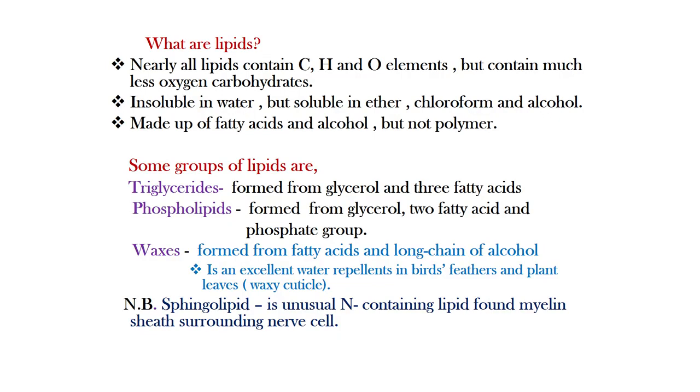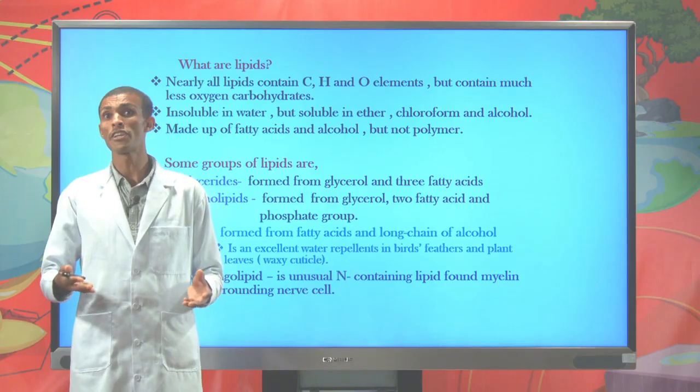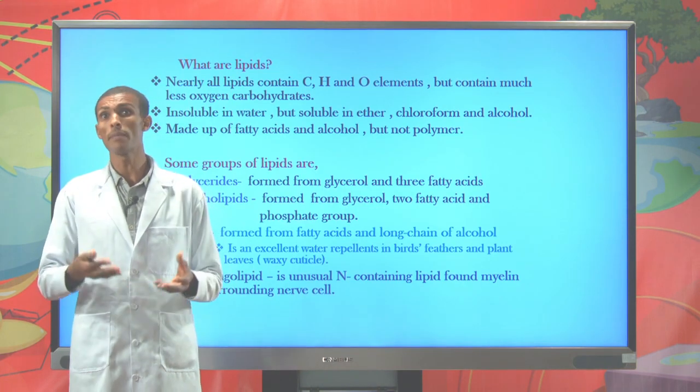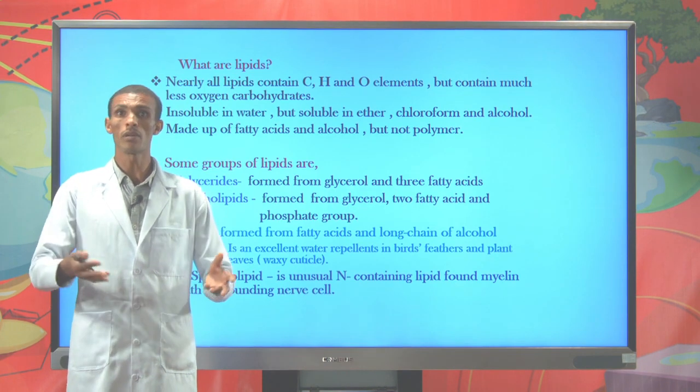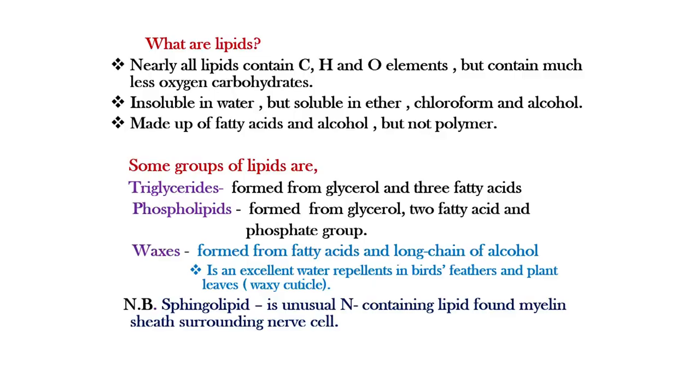Students, do you know what lipid means? How can lipid be differentiated from carbohydrate? What may be some advantages of lipid? Well, nearly all lipids are made from the elements carbon, hydrogen, and oxygen, just like carbohydrates. But the proportion of oxygen here is less than that of carbohydrates. Lipid is insoluble in water, but it can be soluble in nonpolar solvents like ether, chloroform, and alcohol.